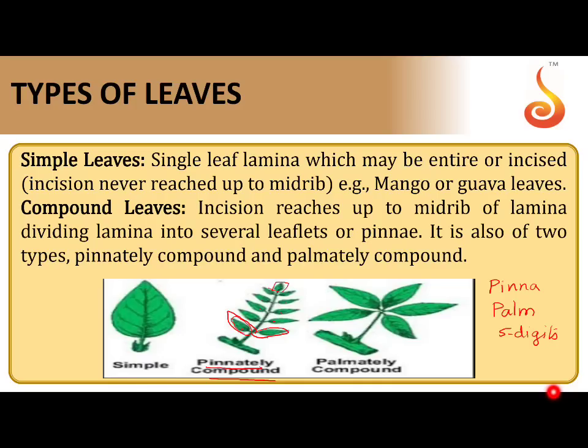On the other hand, look at the palm. 1, 2, 3, 4 and 5. So, you can make out 5 digits of a palm. Palmately compound leaf. It looks like digitized. So, you have two types of leaf: a simple leaf where the entire leaf lamina is there with or without incisions. But if the incision has reached the complete end till the mid rachis, it is called a compound leaf.